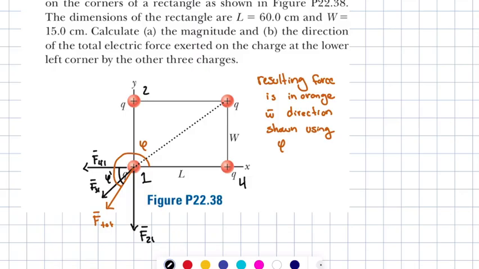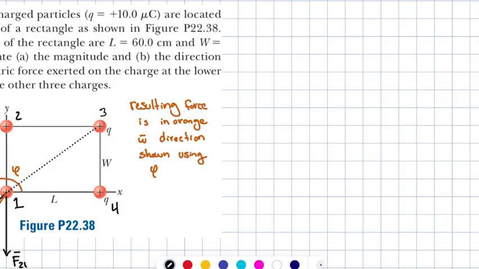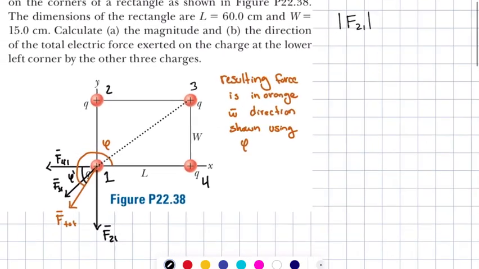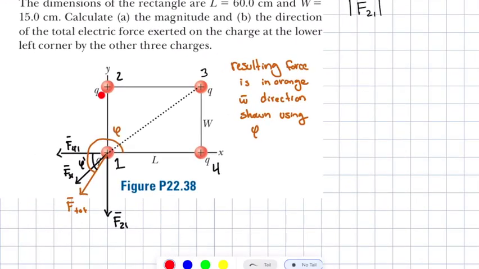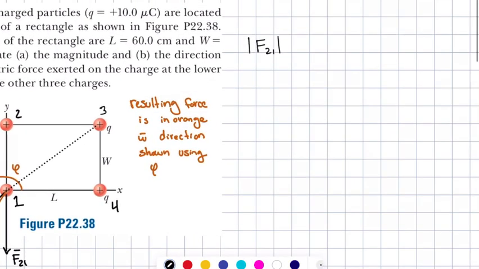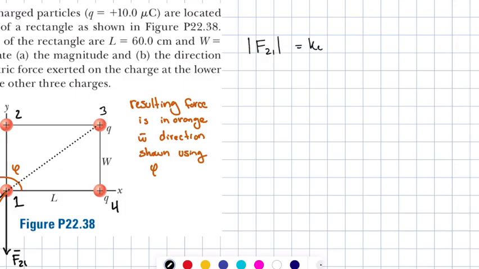So we're going to call the one on the lower left corner number 1. And then here we have number 2, number 3 up here, and number 4 down there. So the first thing we're going to do is calculate the magnitude and the equation for that. So F21 is going to be the force exerted from 2 onto number 1. So what is the force number 1 feels because of number 2, right? And that is going to be equal to k_e Q2 Q1 over R squared.